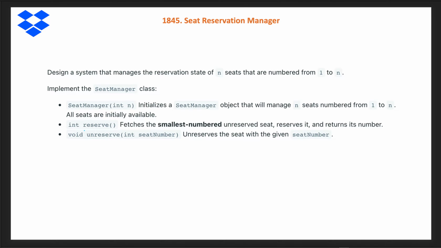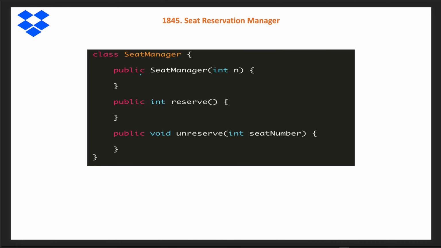And there is a method, int reserve, that we call when we want to reserve a seat. That method reserves the smallest-numbered unreserved seat among all the available seats, and returns its number. Similarly, the second method is unreserve, where we can unreserve a seat by passing the seat number. So here is the class we have to design: this is our constructor, the reserve method, and the unreserve method.